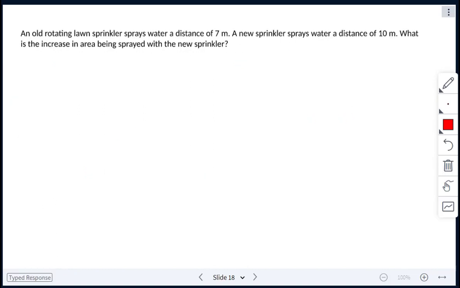Next example, an old rotating lawn sprinkler sprays water a distance of 7 meters. A new sprinkler sprays water a distance of 10 meters. What is the increase in area being sprayed with the new sprinkler? So we're not just looking at the increase in length, we're looking at the increase in area. And it's an old rotating lawn sprinkler, so that means it's making a circle.